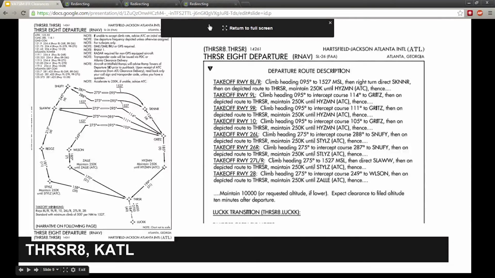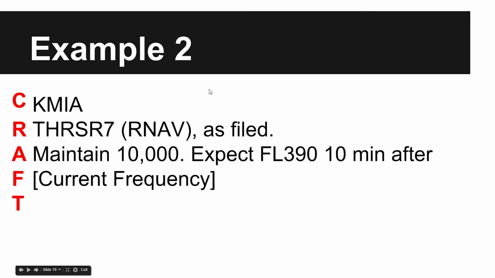So if we go back and plug that into Craft as we're expecting it, we can see that we're going to be cleared to Miami. Thrasher 7 is our nav, so we just follow the chart exactly, and then as filed, our initial altitude is 10,000, expecting our cruise flight level 390 10 minutes after. Our departure frequency was with the controller that we were talking to, and then our transponder as it would be issued to us, 0416.